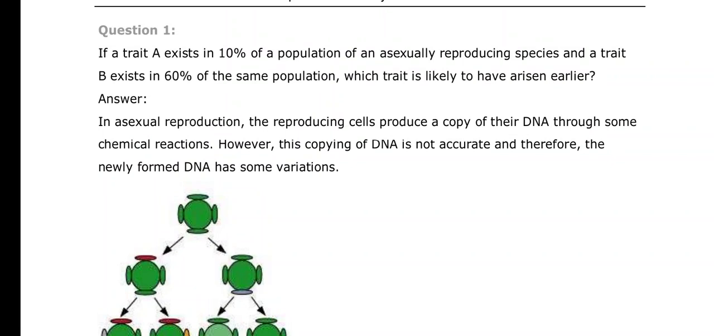Next question. If a trait A exists in 10% of the population of an asexually reproducing species and a trait B exists in 60% of the same population, which trait is likely to have arisen earlier?